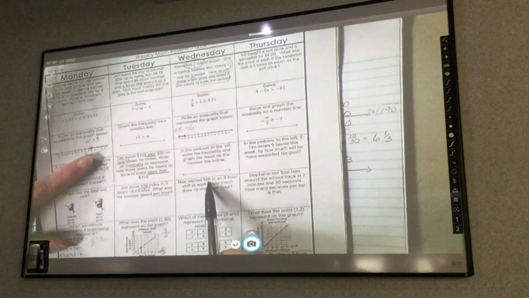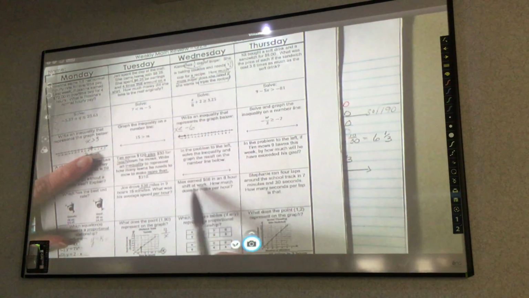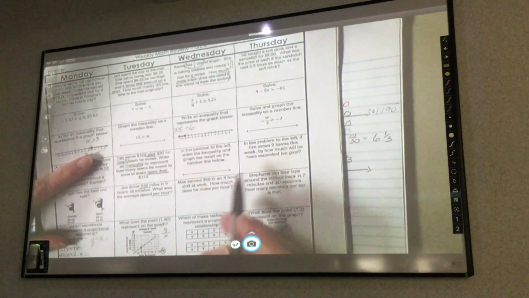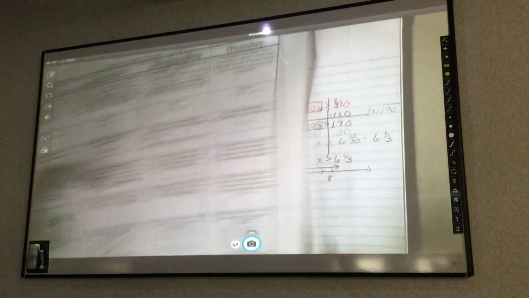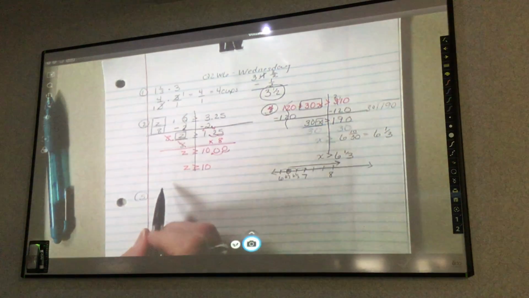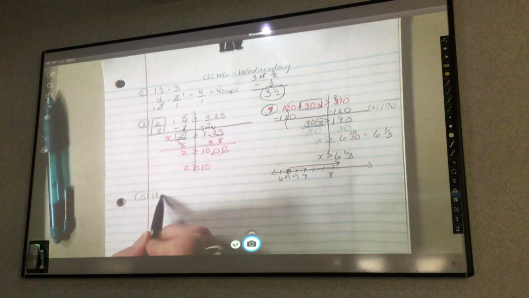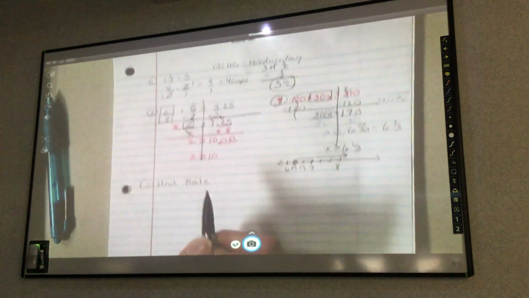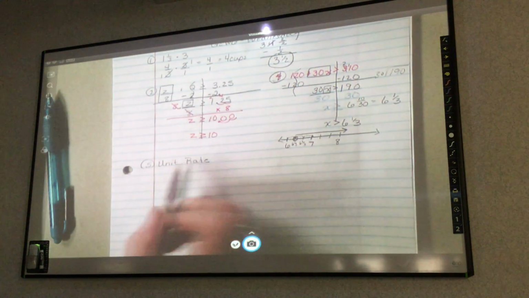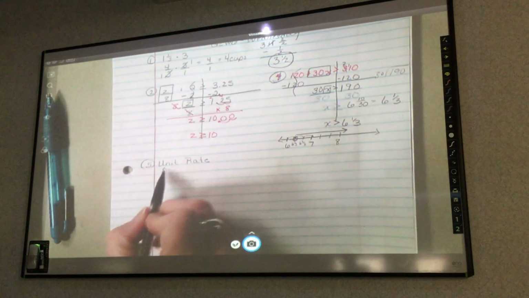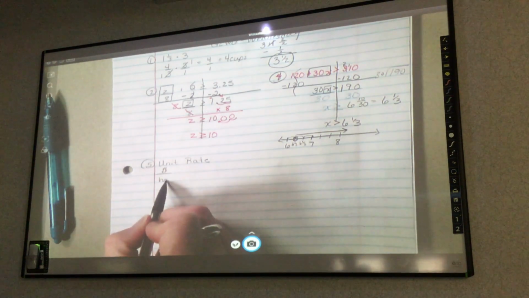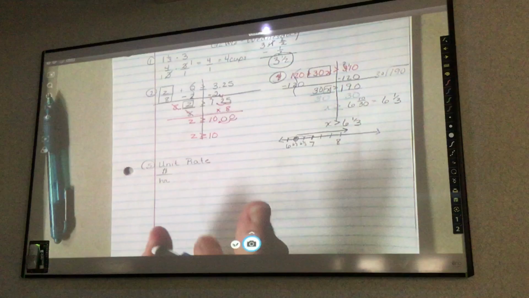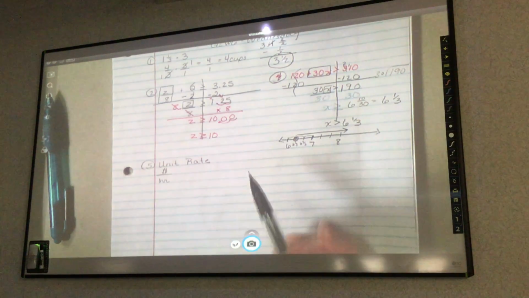Mark earns $66 in an 8-hour shift at work. How much does he make per hour? Right here, I want you guys to write down, you are trying to find the unit rate. That's what we're trying to find. And it is dollars per hour. I want those labels. If you don't have those labels first, you better write them down.